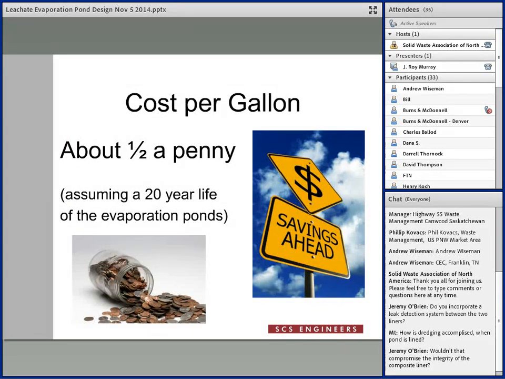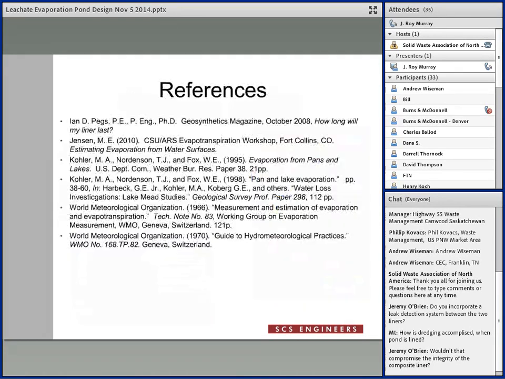So the cost per gallon for disposing of leachate in a site like this is about half a penny, and that assumes that the evaporation ponds only have a 20-year life. So if you take all the leachate that they're going to dispose of over that 20 years, and the truth is these ponds could have, as we saw earlier, a 28-plus year life, assuming a 20-year life, you're looking at about half a penny a gallon to dispose of leachate.